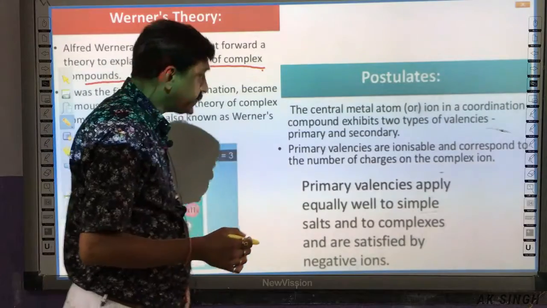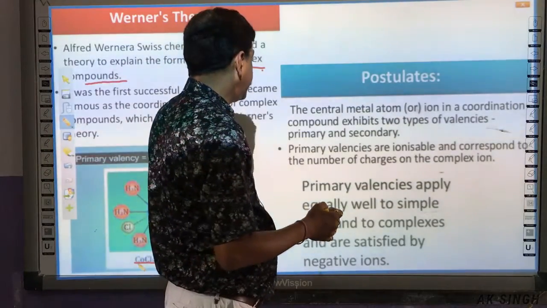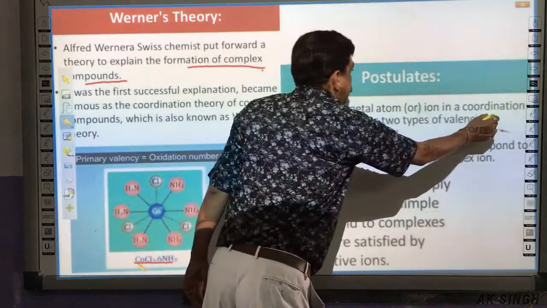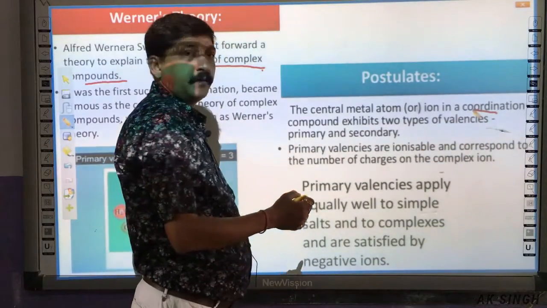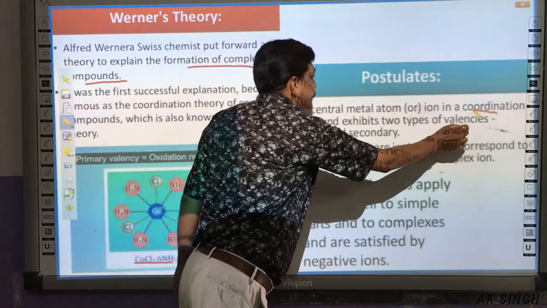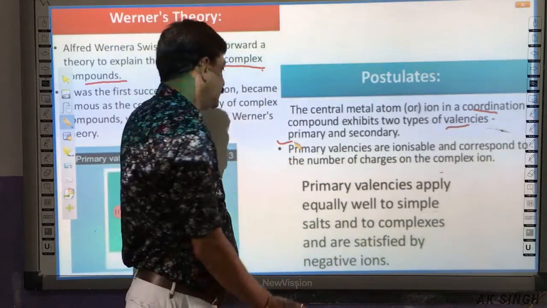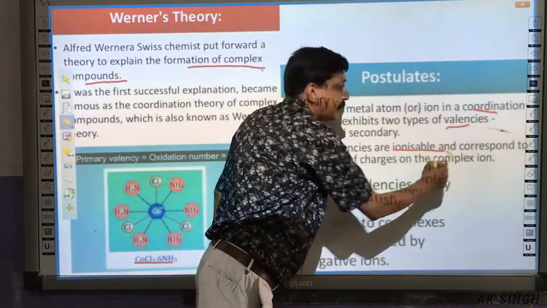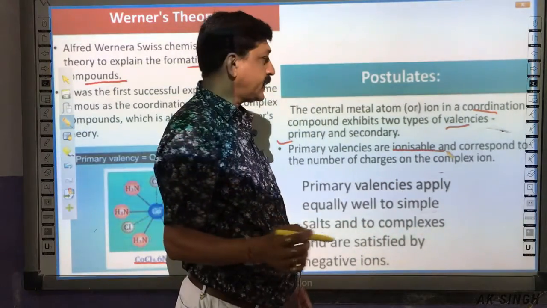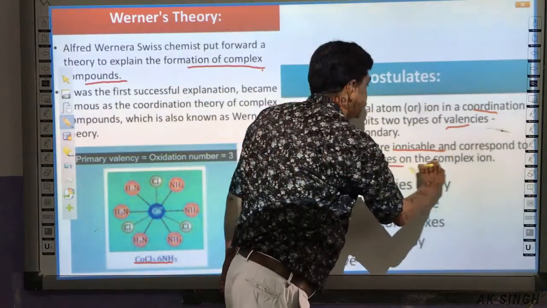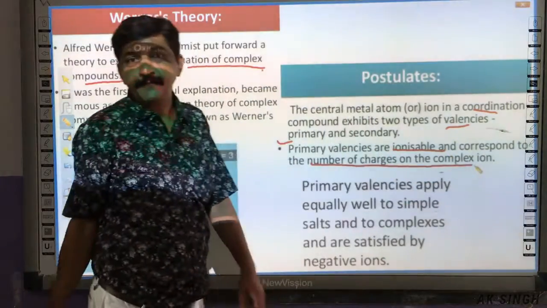Now, the main postulates of Werner's theory: the coordination compound contains 2 types of valencies. One is the primary valency. Primary valencies are ionizable and correspond to the number of charges of the complex ion.